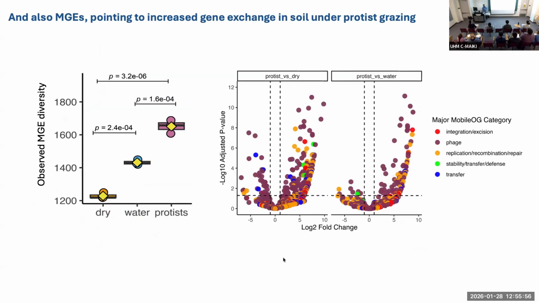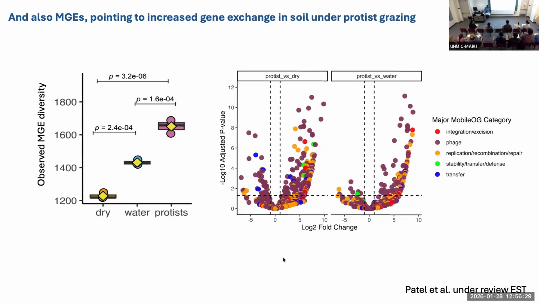In soil, we can see that there's an increase in the diversity of mobile genetic elements when you add water, but when you add protists as well. When you activate protists, and then when we added them, we can see an increase there. And this is another volcano plot just showing that there is higher expression of these mobile genetic elements when you compare the protist treatment versus the dry treatment or versus the water treatment. So we can say that this is happening and protists are mediating these processes.